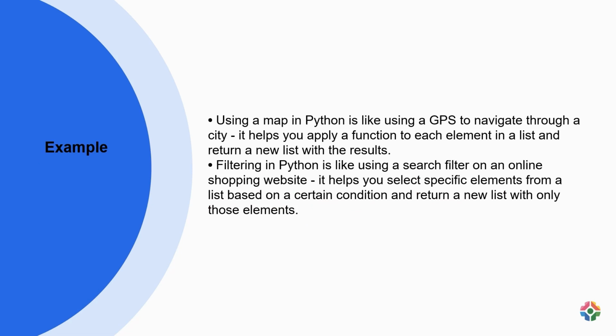Using map in Python is like using a GPS to navigate through a city. It helps you apply a function to each element in a list and return a new list with the results. Filtering in Python is like using a search filter on an online shopping website. It helps you select specific elements from a list based on a certain condition and return a new list with only those.